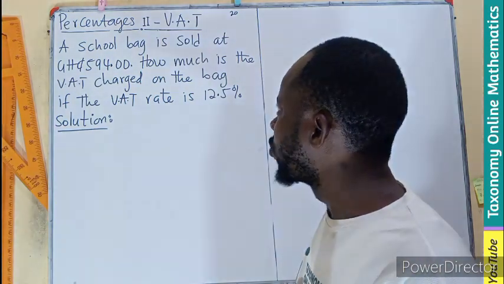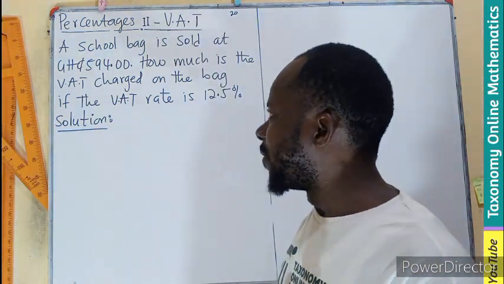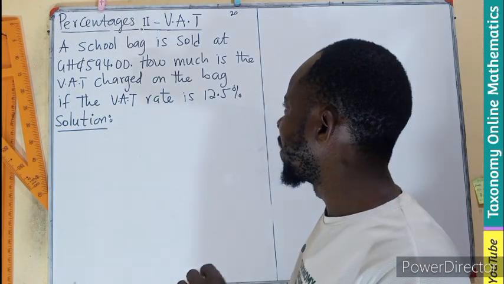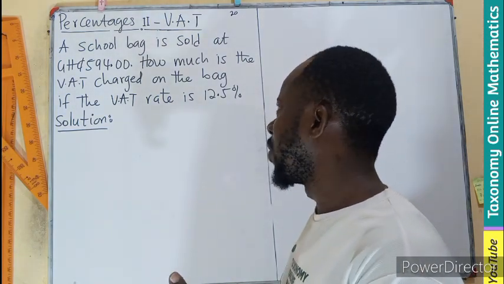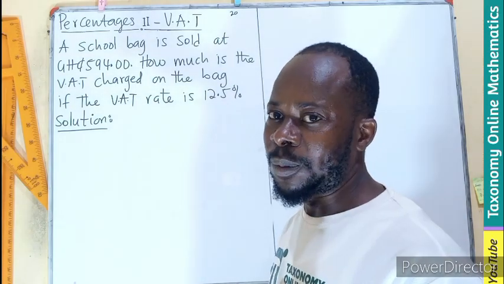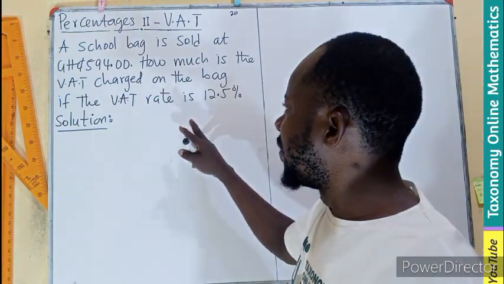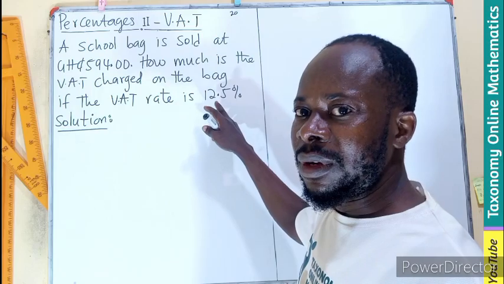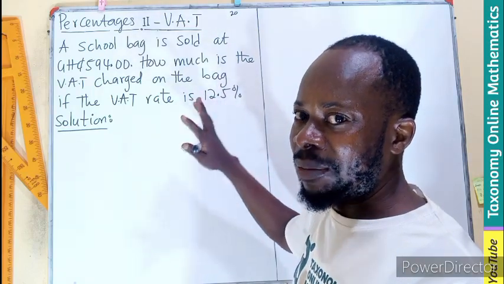A school bag is sold at 594 Ghana cedis. How much is the VAT charge on the bag if the rate of VAT is 12.5%? So you are looking for the VAT component of this. You know, this is the rate percentage.